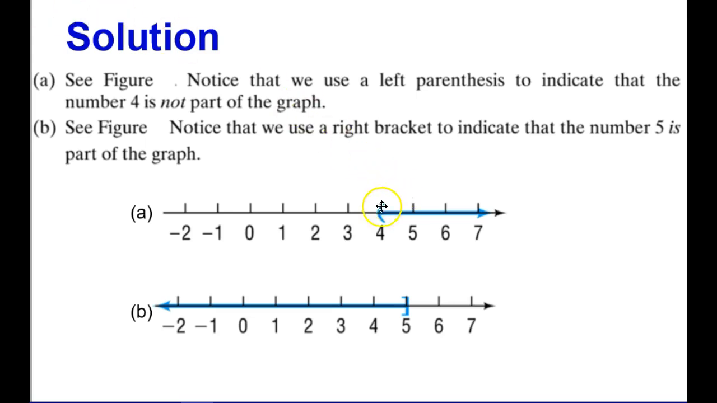Okay, so here we can use parentheses and brackets as well. You've looked at open dot and close dot often, but now we're going to start to use a little more advanced notation. I'm going to use a parenthesis if it is not part of the graph. So that 4 is not part because it was not equal to. And here I can use the bracket to indicate that 5 is a part. So that's where it's going to be equal to.